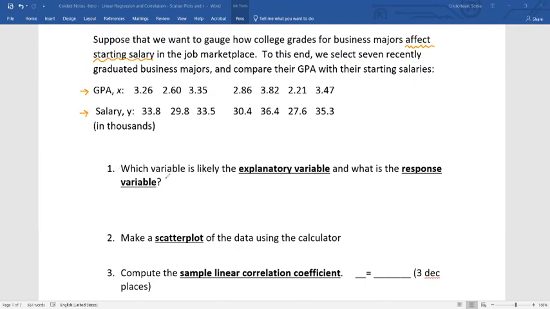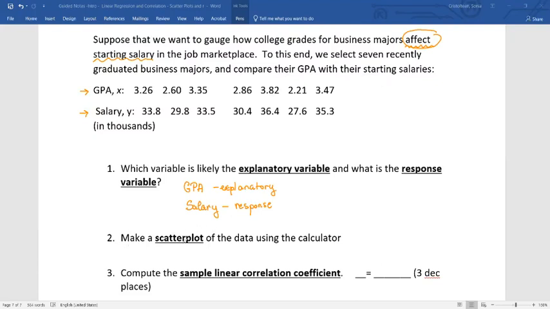So the first question is, which variable is likely the explanatory and which one is the response variable? I just talked about this. X, or the GPA, will be the explanatory variable, and the response one will be the salary, and I explained why it is the purpose of the study, and it's actually based on this word. This is a clue. This is how you can answer these questions.